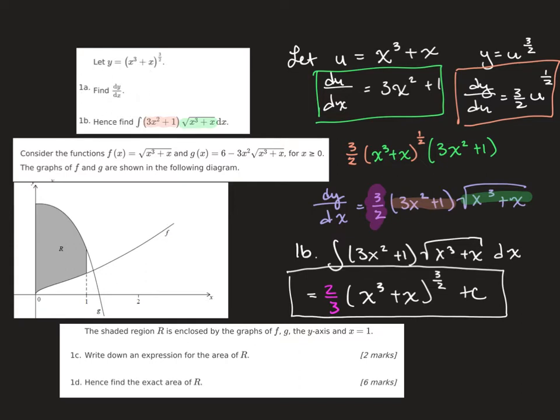So now consider the functions f of x and g of x. Here are the graphs. So we've got f and g. Cool. Then the shaded region R is enclosed by f, g, the y-axis, and x equals 1. So it's just that shaded bit right there. First of all, write an expression for the area of R.